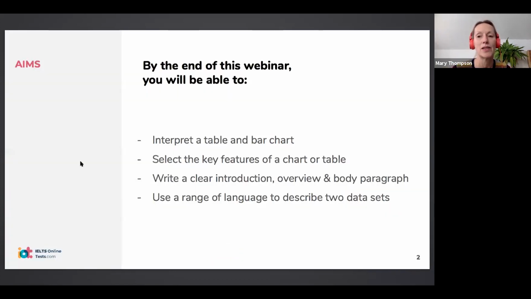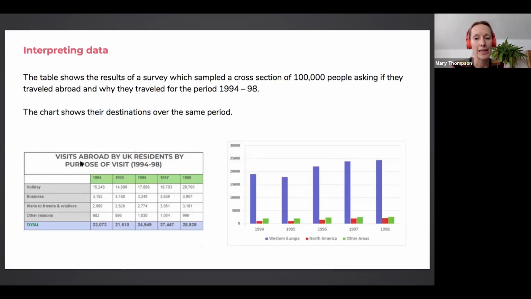Right, so by the end of this webinar, you'll be able to interpret a table and a bar chart, select the key features of a chart or table, write a clear introduction, overview and body paragraphs, and use a range of language to describe two data sets. Okay, so as I said, I'll be asking you a few questions as we go along, so please feel free to put your answers in the box, in the chat. Okay, so as you can see, we've got a table here and a chart.